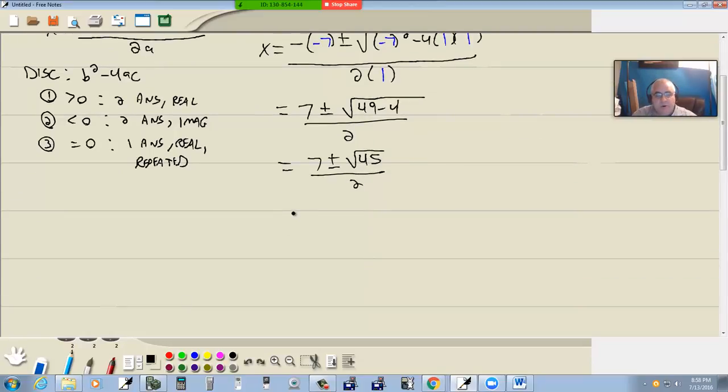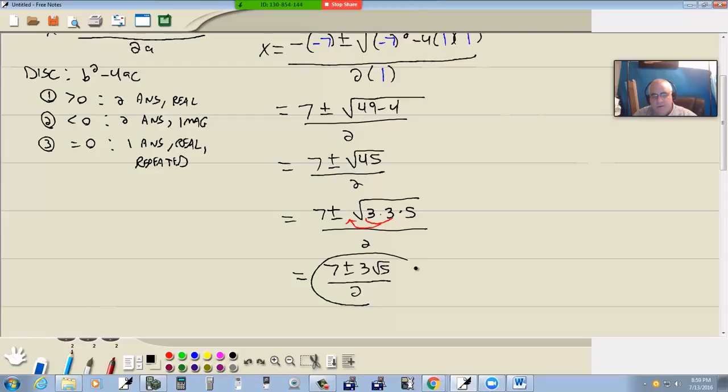Always simplify your square roots at any point. 45 is 3 times 3 times 5. Remember, with square roots, we're looking for a pair of somethings. Here's a pair of 3s, so they're going to come out in front as a single 3. So we'll have 7 plus or minus 3 square root of 5 over 2. And that's our answer.